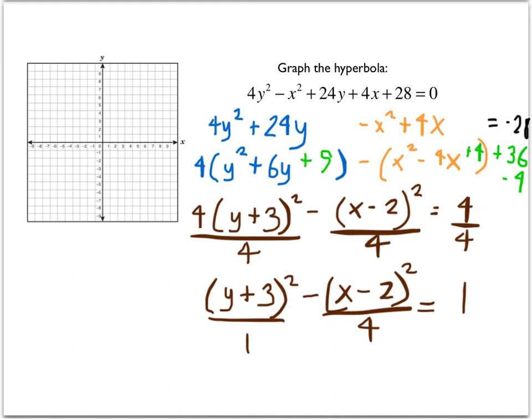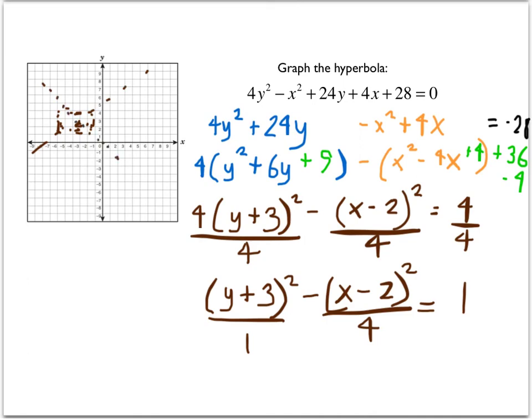So it looks like my center is going to be negative 3, positive 2. Right about there. I'm going to count over simply just 1 on the y side of things, I think, up 1 and down 1. On the x side of things, over 2 and across 2, like that. And I'm going to try to make my little box here. Draw my diagonals through there. It's a little bit tricky here.